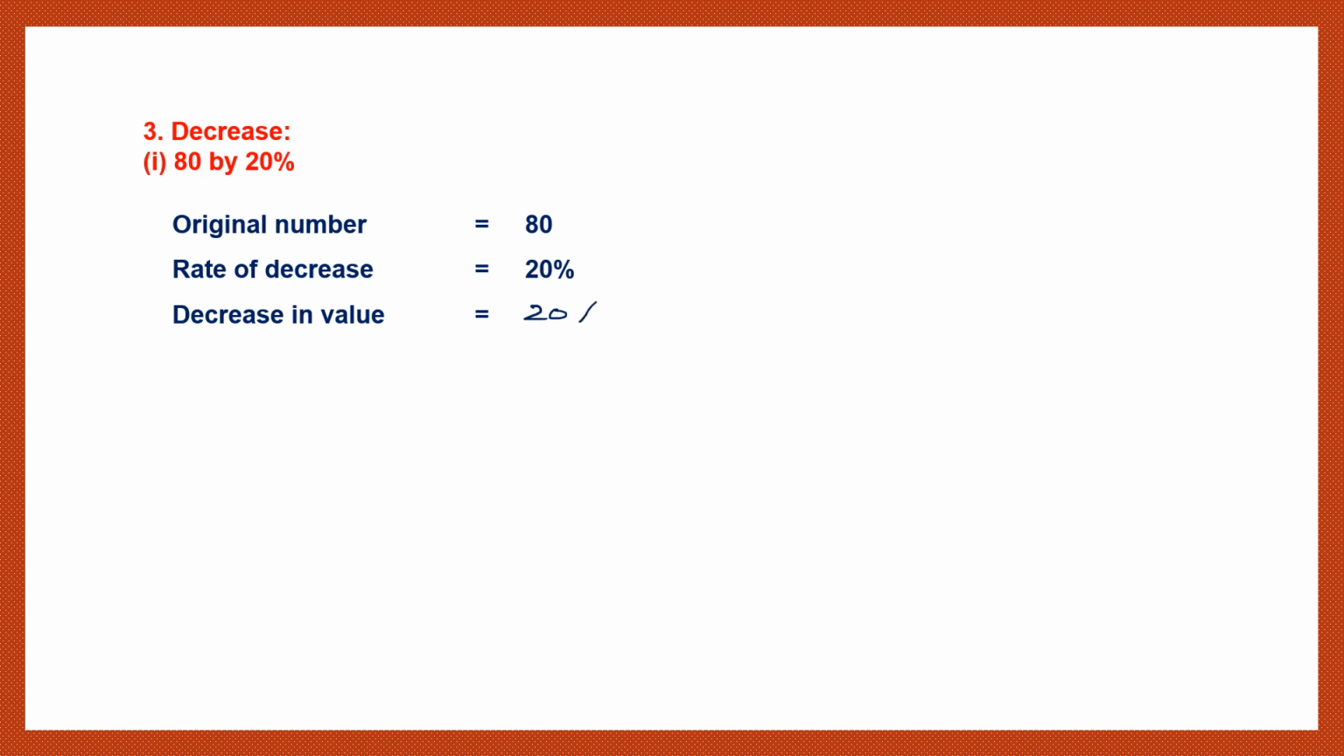So 20% of 80. So that will be 20 by 100 of is into 80. Now cancel. Cancel one zero here and here. I can cancel one more zero here. Now multiply the numerators. 8 twos are 16. Denominator is 1. 16 by 1, which is 16. So the decrease in value is 16.